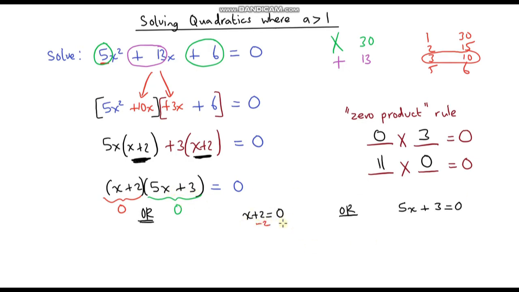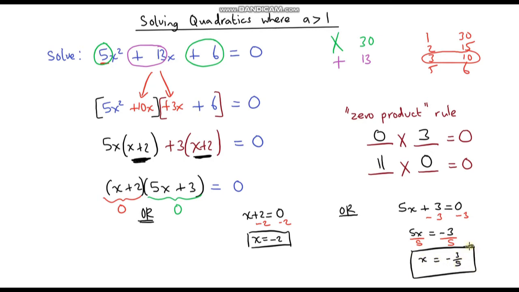So here we're just going to subtract 2 from both sides, and we're left with x equals negative 2. That will be one solution. Or with this equation, if we subtract 3 from both sides, we're now left with 5x equals negative 3, and then we can just divide both sides by 5, and we're left with x equals negative 3/5. So that is our other solution.